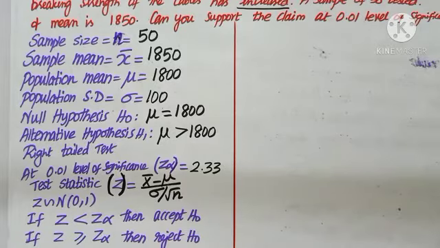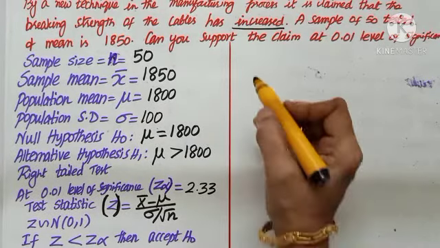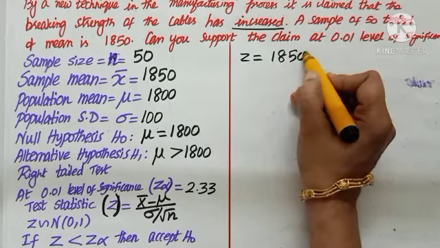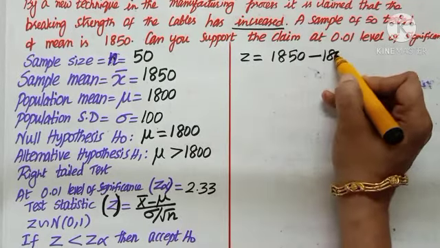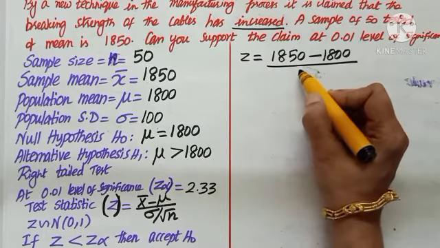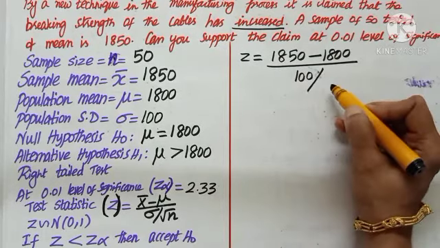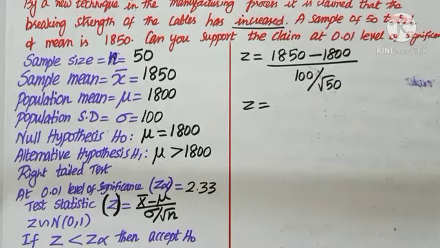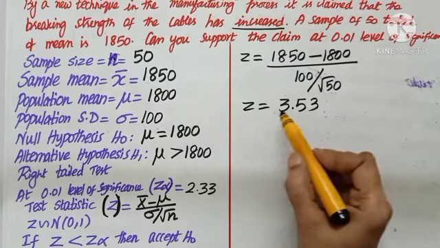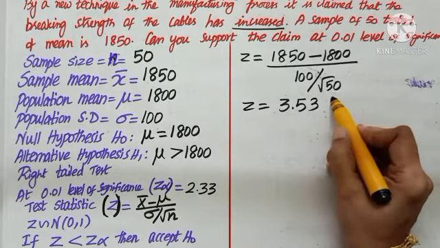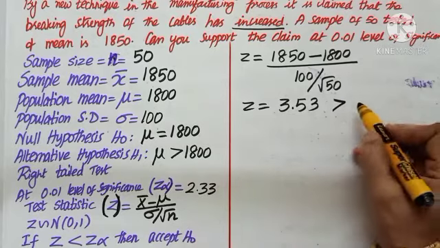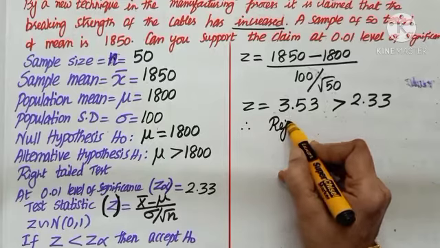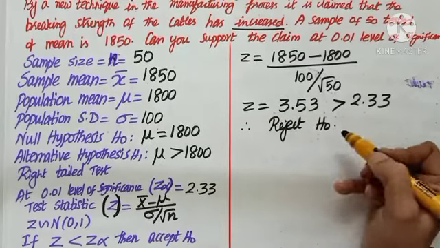Remember. Let us calculate z value. Z equals x bar 1850 minus mu 1800 divided by sigma 100 by root n, root of 15. Find out the answer. We get z value is 3.53, which is greater than the tabulated value 2.33. Therefore, reject h0. What do you mean by this word reject h0?